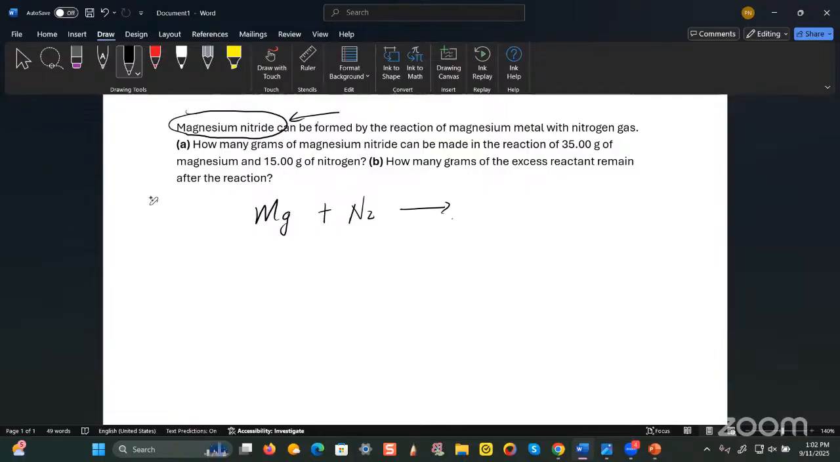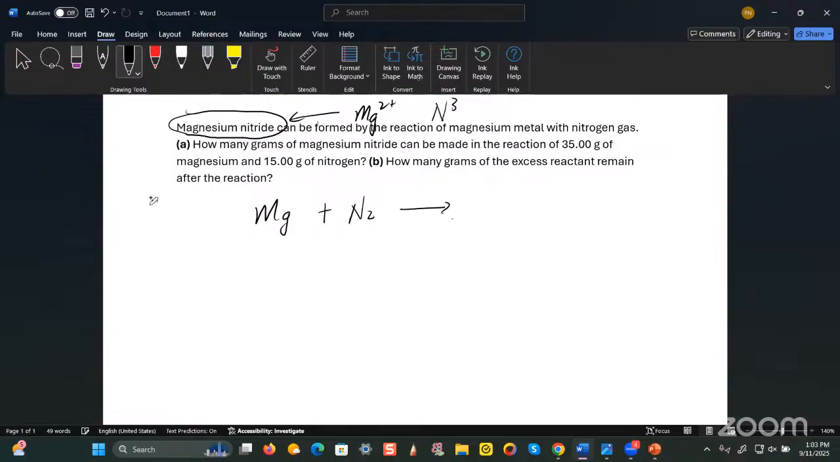What's the formula for the magnesium ion? Let's start off with that first. What's the formula for the magnesium ion? Mg what? What's the charge? 2+. 2 plus, exactly. What's the formula for the nitride ion? N, and 3 minus.